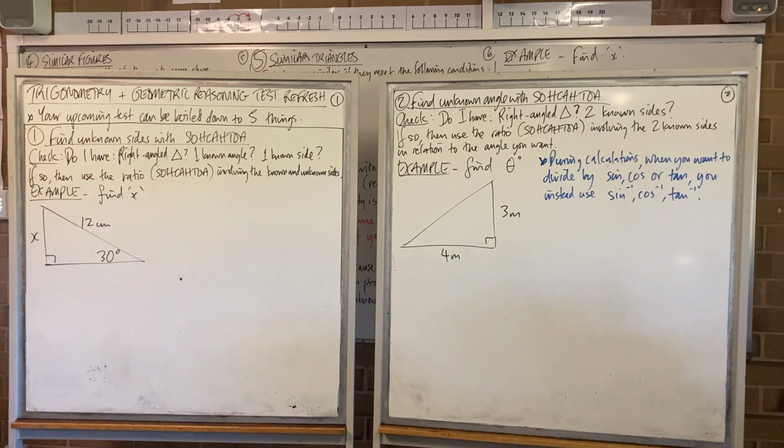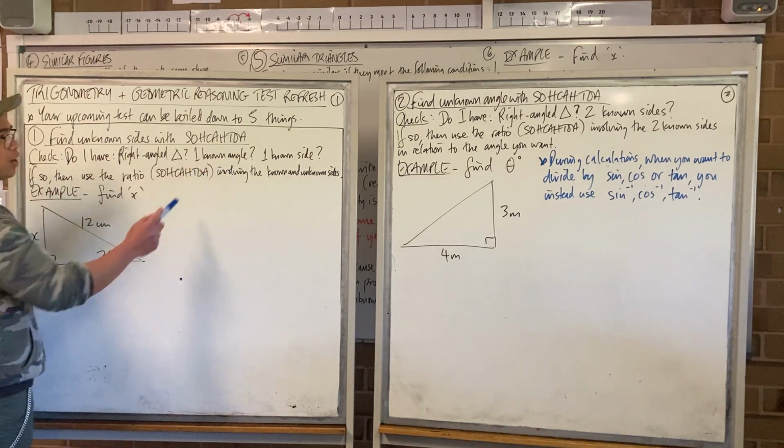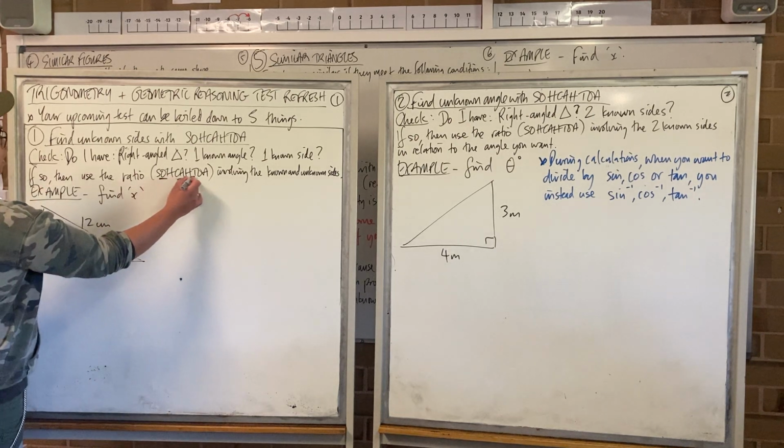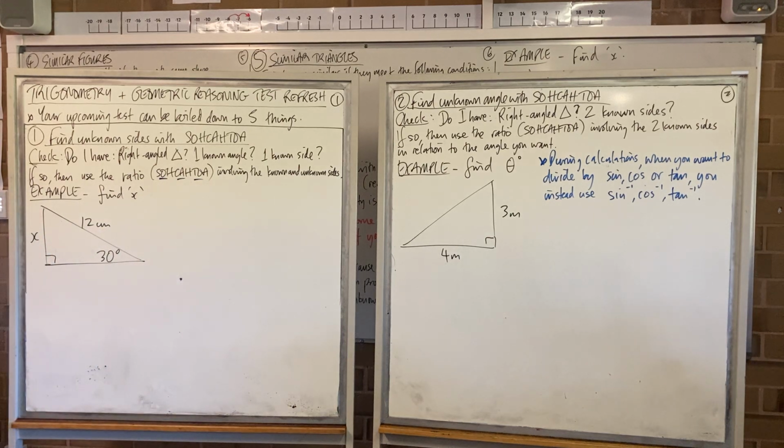That's check 1. Check 2, do I have one known angle? And check 3, do I have one known side? If you have those things, then you can use the ratio. There's 3 of them there, SOHCAHTOA. That involves the known and unknown sides. So if I had this question here, find x, I'm finding an unknown side.